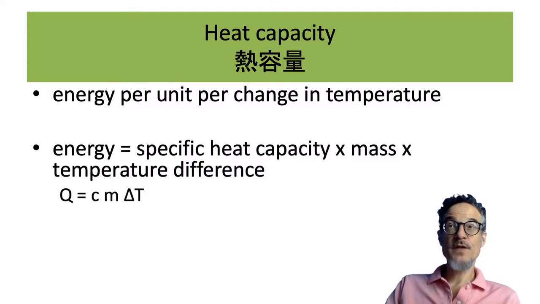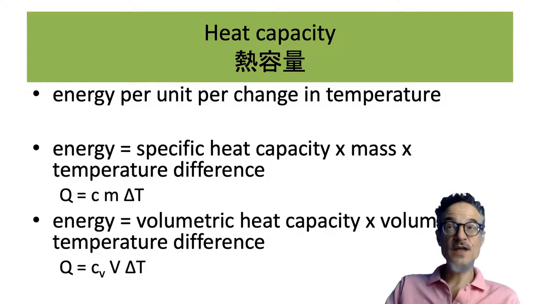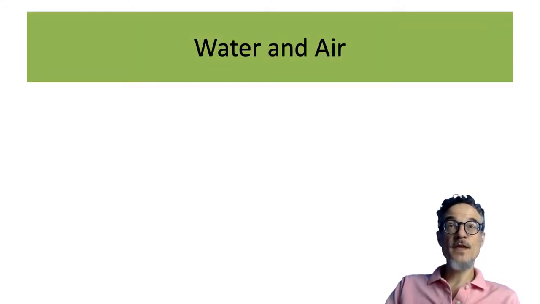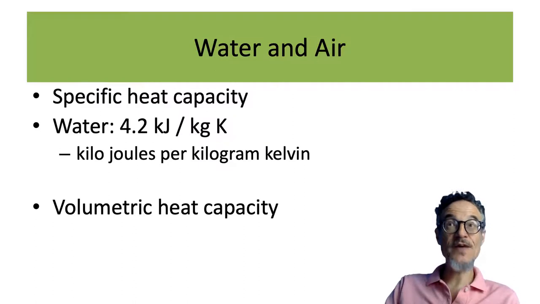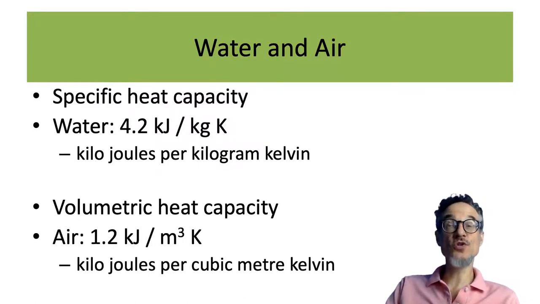Here are a couple of equations for you. Energy is the specific heat capacity times the mass times the temperature difference. Or in terms of volume, it's the volumetric heat capacity times the volume times the temperature difference. Here are a couple of numbers to help you work this out. The specific heat capacity of water is 4.2 kilojoules per kilogram Kelvin. And the volumetric heat capacity of air is 1.2 kilojoules per cubic meter per Kelvin.